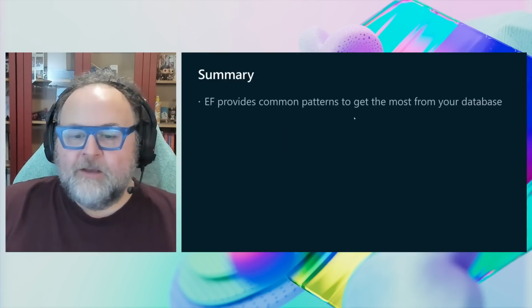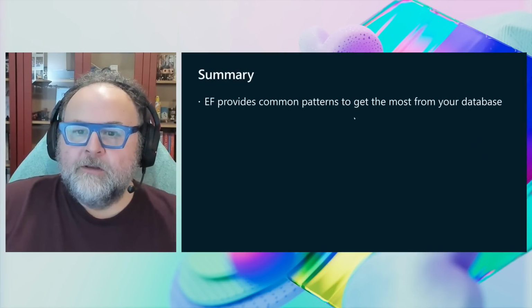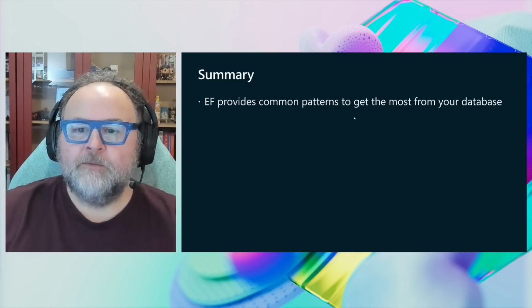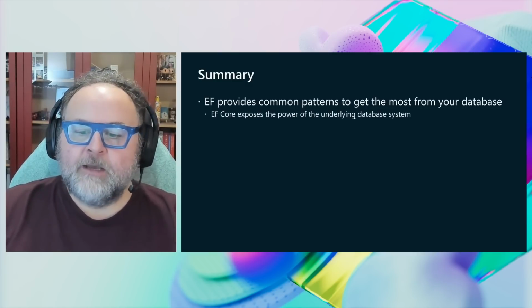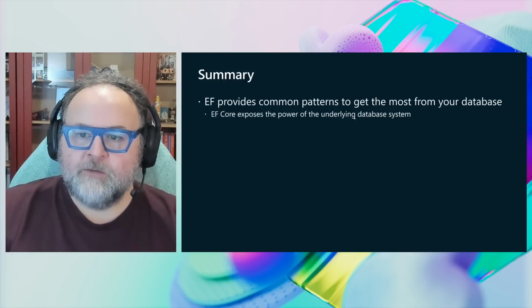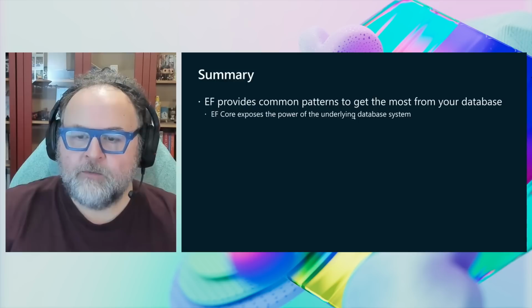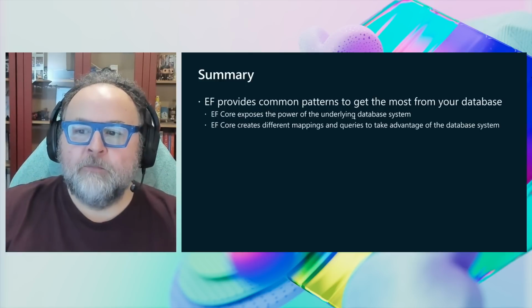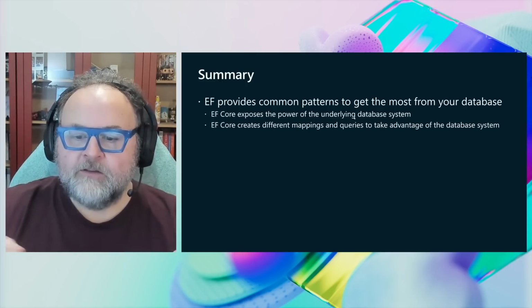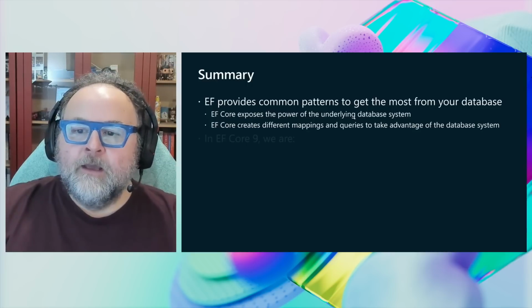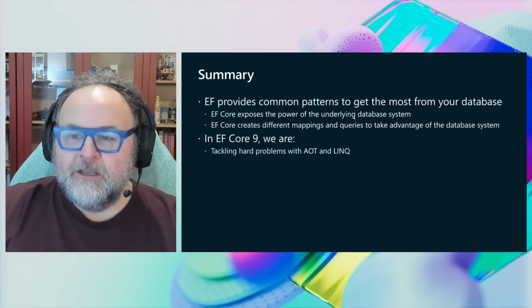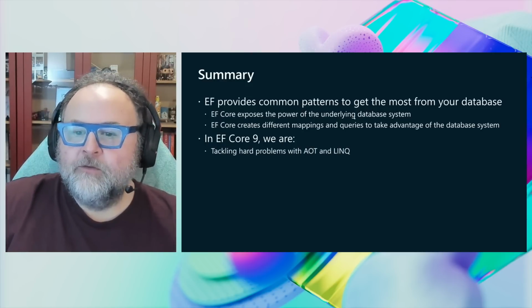Okay, so let's have a summary of what we've talked about today. So we looked at EF Core and showed how it provides common patterns for you to get the most from your databases. But critically, what EF Core is attempting to do is expose the power of the underlying database system. And so we saw there with James's demo on MongoDB how EF Core is able to do things on Mongo that make sense for Mongo, such as creating different mappings, creating different queries to take advantage of the database system. In EF Core 9, we're tackling hard problems with AOT and LINQ, as you saw in Shay's demo there. That's some pretty difficult stuff.